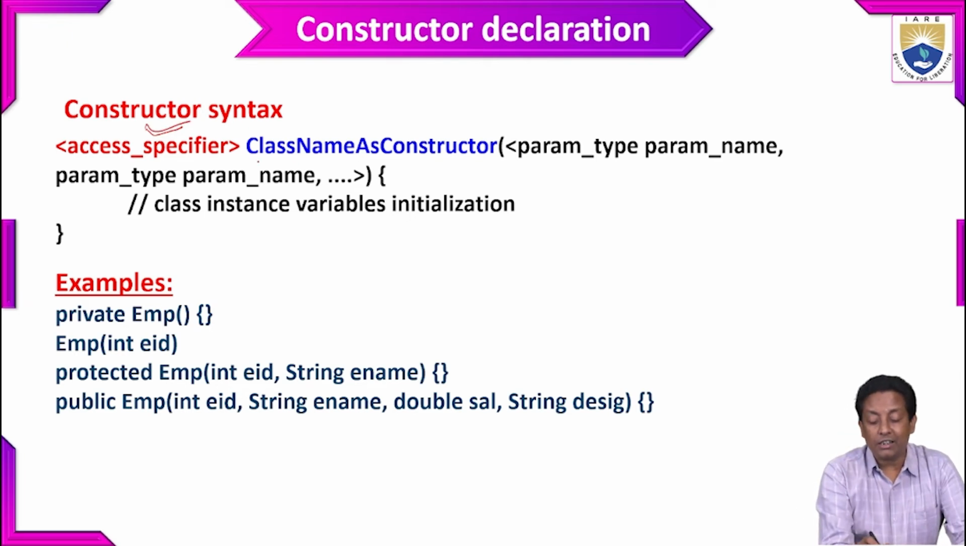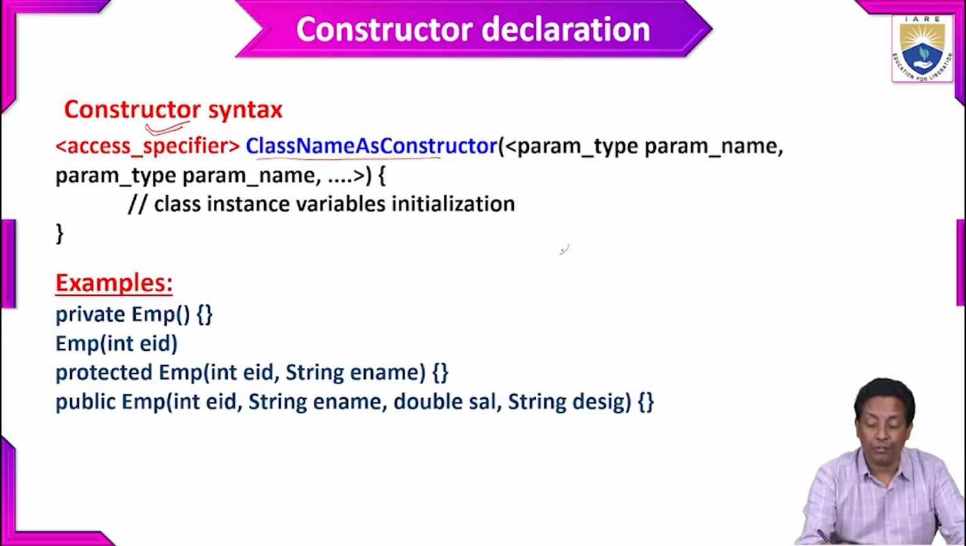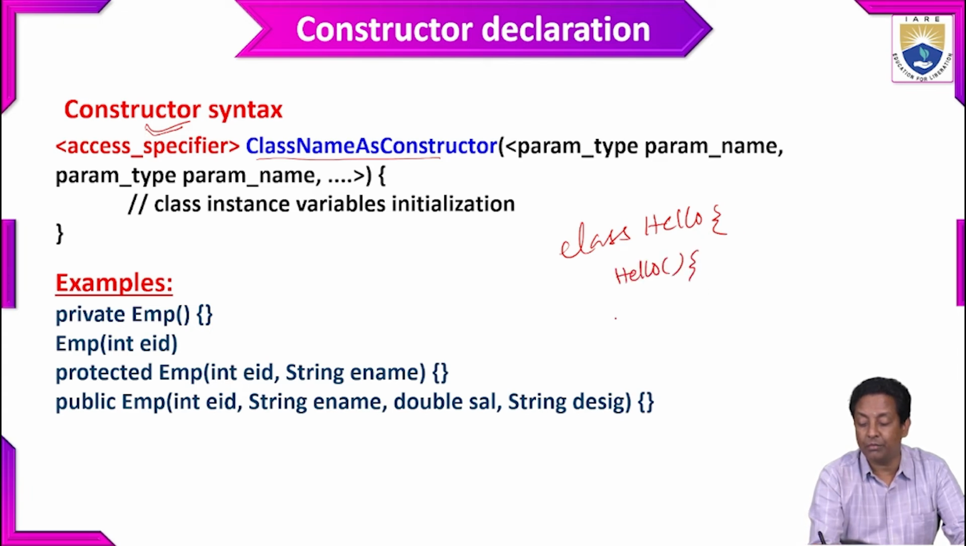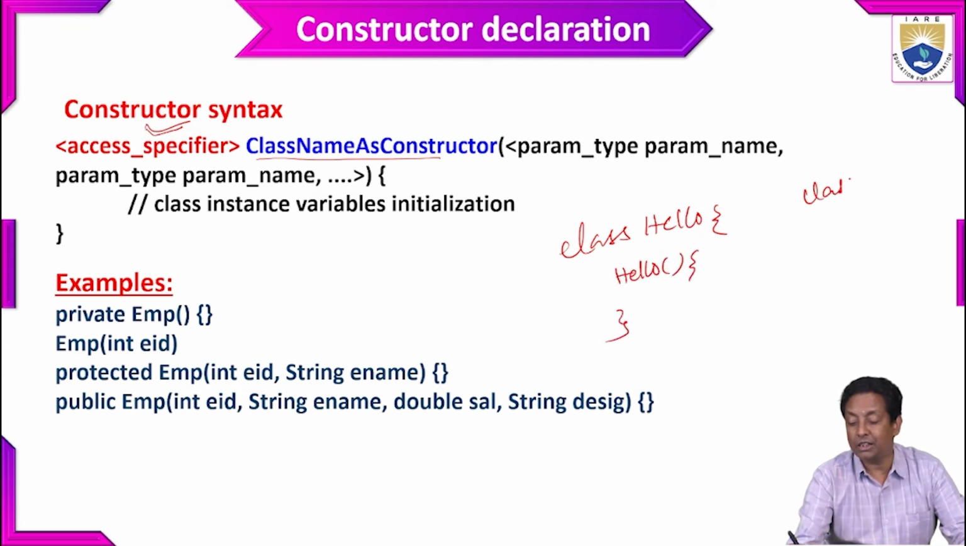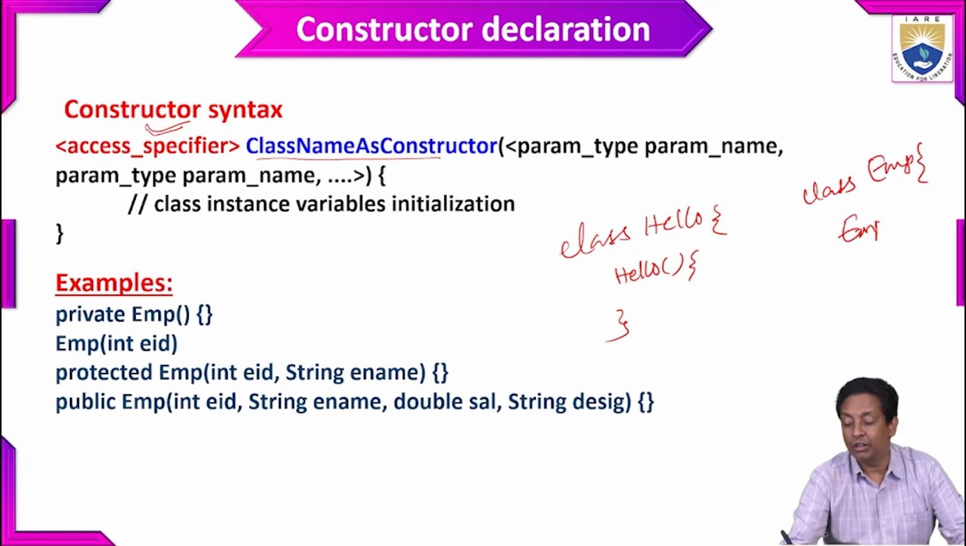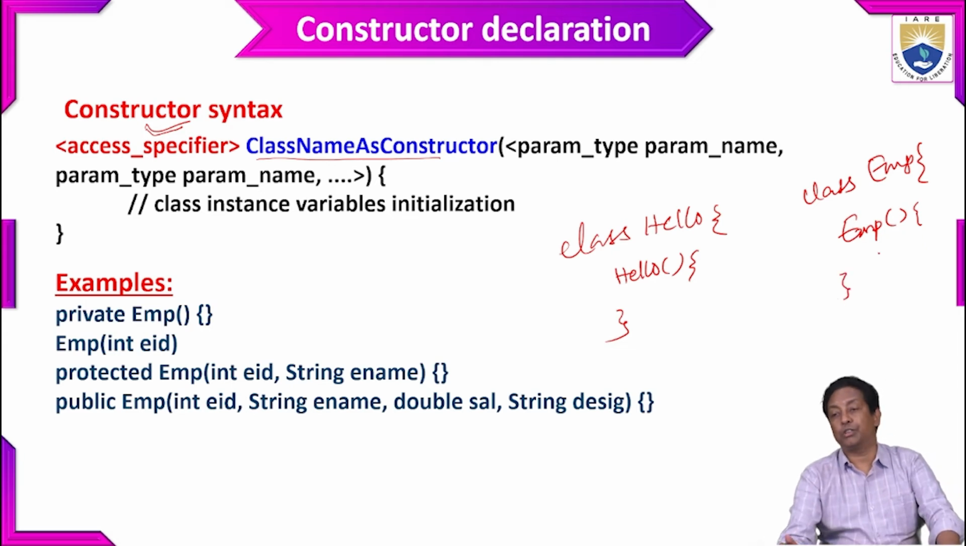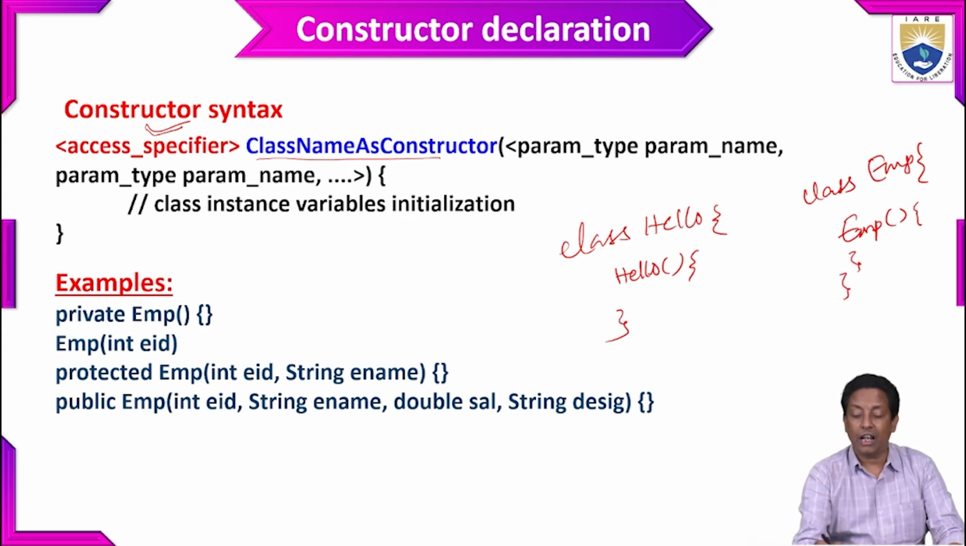Next, constructors are named not optionally. It is mandatory to name the constructor the same as the class name. Suppose you write class Hello, the Hello class must contain a constructor with the same name, Hello. Suppose the class name is Employee, the Employee class must have an Employee constructor. Student class constructor with Student, like that. Class name and constructor name both should be same.